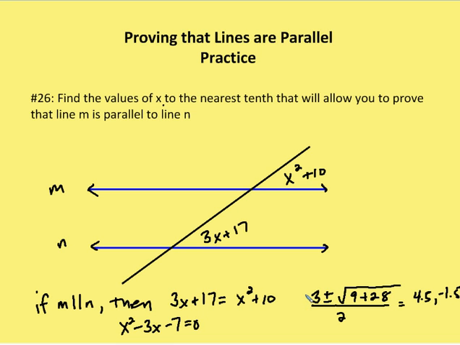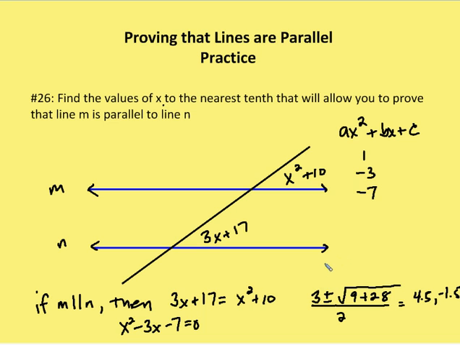If you recall correctly, the quadratic formula is x equals minus b plus or minus the square root of b squared minus 4ac, all over 2a, where the a, b, and c values are relative to the quadratic in standard form. If you forgot, the standard form is ax squared plus bx plus c. So our a value is 1, b value is negative 3, and c value is negative 7.